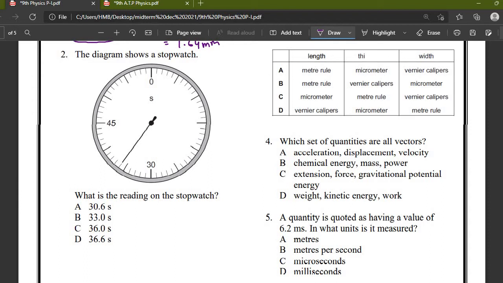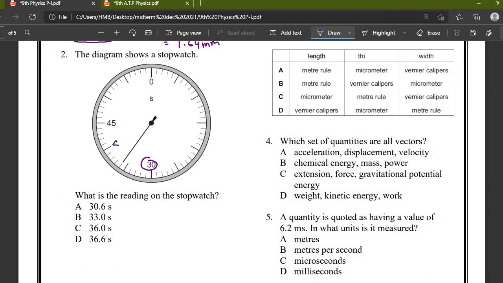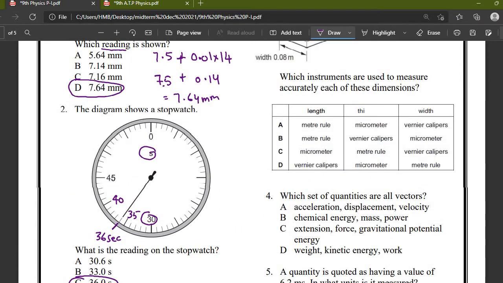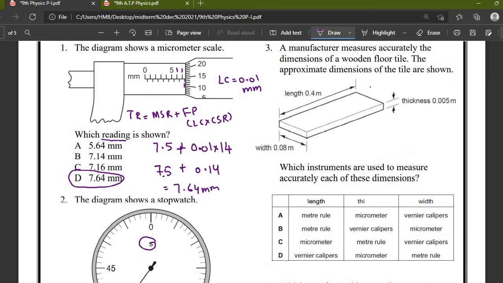As we can see, this is 30, and after 10 divisions it will be 40, and this division is 35. So the first division after 35 will be 36 seconds. The unit in this figure is seconds, so the correct answer is 36.0 seconds. Option C is the right answer. Let's come to our question number 3.